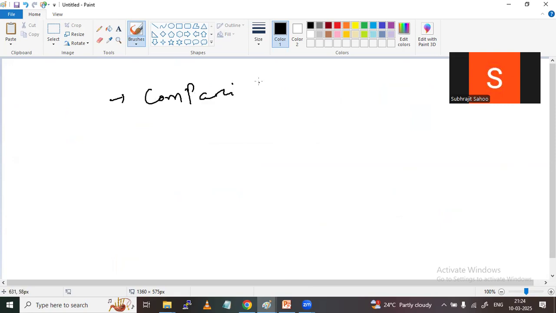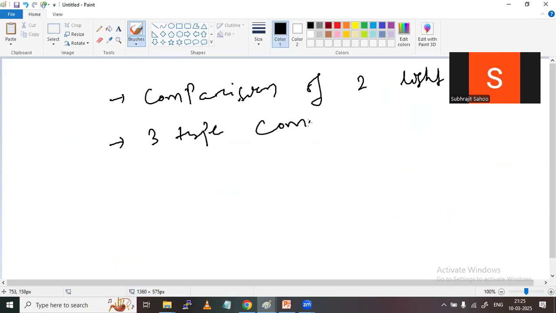Comparison. So the name itself is telling that optical means something light related. It is a light related thing. So we are going to do a comparison of two lights here. Here, three types of comparison we will do. What are those three types of comparison? I will tell you slowly. But before going into details about the optical pyrometer, let me show you some interesting pictures.